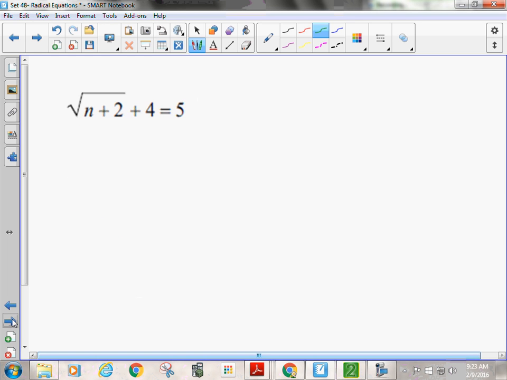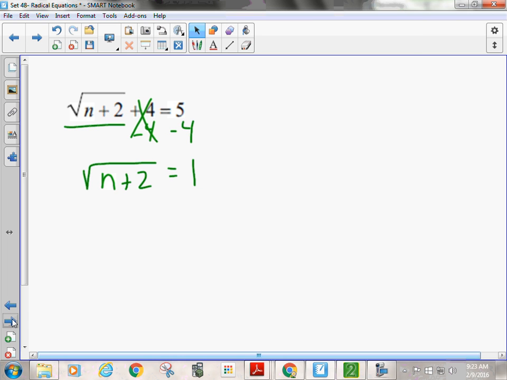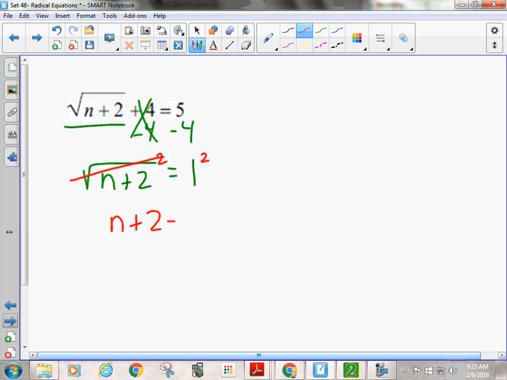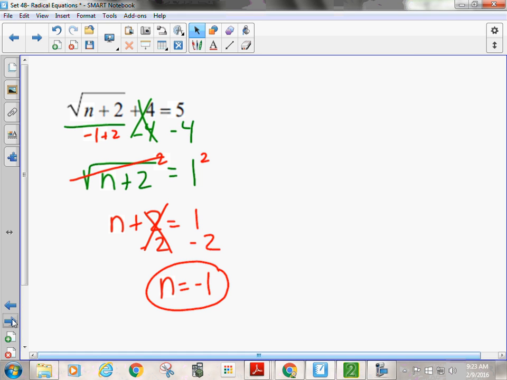Excellent. I think we got about one more here. Yep. All right, so I'm going to isolate my radical. So notice the plus 4 is outside, so I'm going to subtract 4 to both sides. And then I end up with 5 minus 4, which gives me 1. And I'm going to go ahead and square both sides to eliminate my radical. So n plus 2, 1 squared gives me 1, minus 2 on each side, n equals -1. Again, it's okay to have a negative answer. Plug it back in to double check. -1 plus 2 gives me 1. The square root of 1 is 1. 1 plus 4 gives me 5.